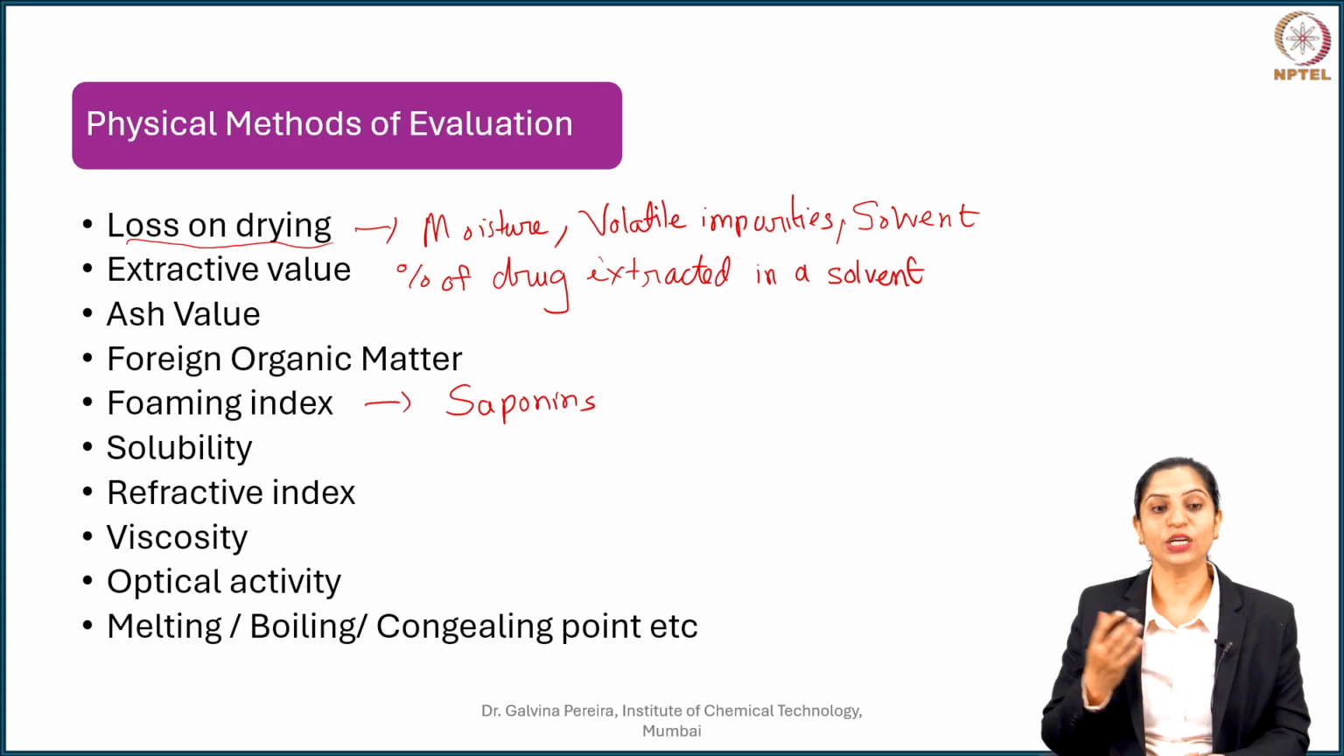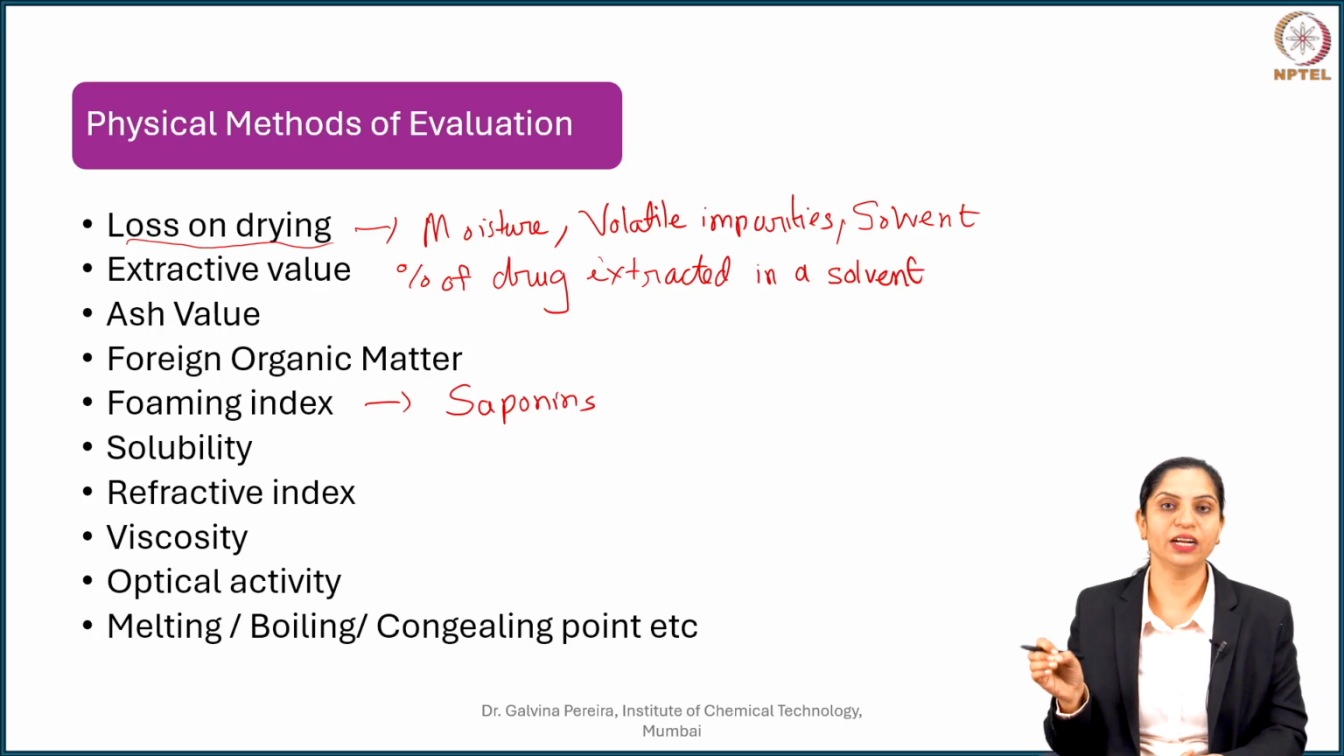In addition to that, you have your parameters such as melting point for fats and waxes, boiling point for oils, and congealing point especially for plant butters. So they are fixed values, like your cocoa butter melts at body temperature, 37. So if it is not melting there, that means there is some problem or some adulteration with that.